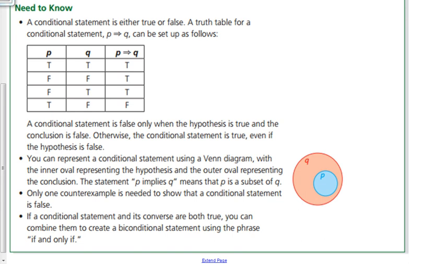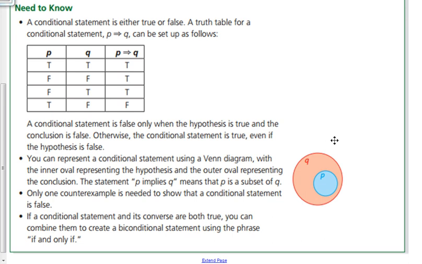A truth table for a conditional statement can be set up as follows. A conditional statement is false only when the hypothesis is true and the conclusion is false. Otherwise, the conditional statement is true, even if the hypothesis is false. You can represent a conditional statement using a Venn diagram, with the inner oval representing the hypothesis and the outer oval representing the conclusion. The statement P implies Q means that P is a subset of Q.